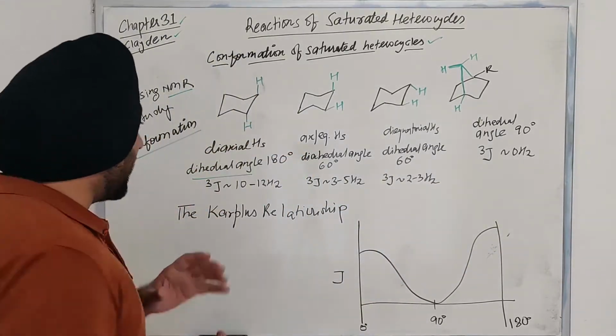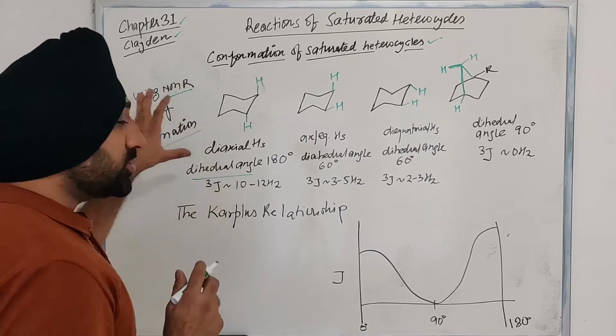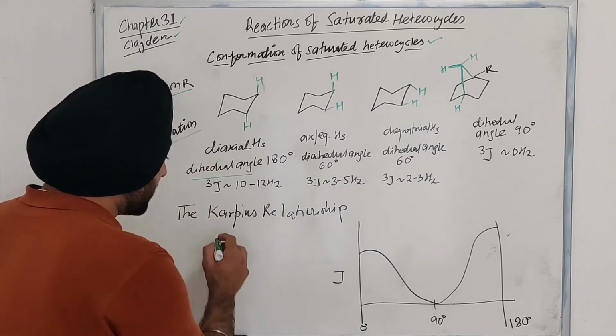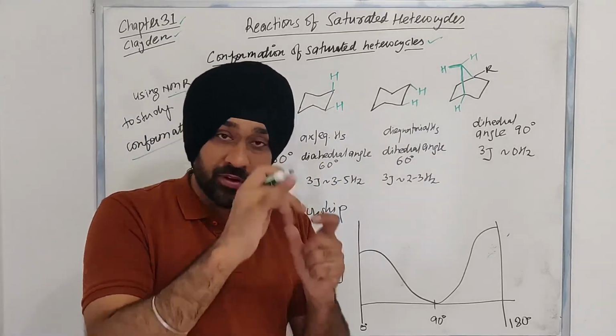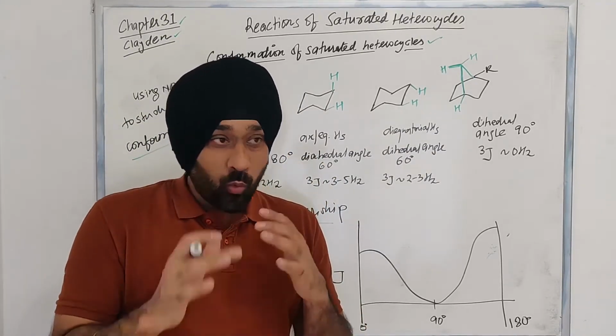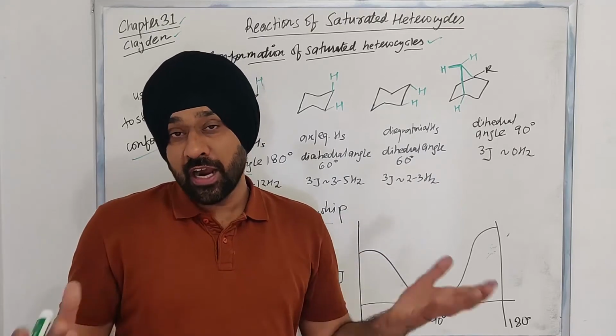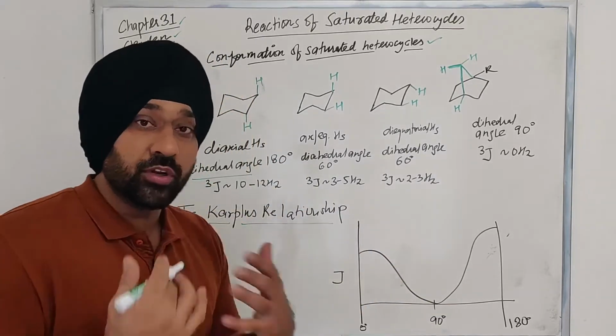Now, what do they mean by that? Use of NMR to study conformation. There was a relationship established by Karplus, which explained that if there is a certain angle between two bonds, what could be the coupling constant between the hydrogens. Okay, that is exactly what we are going to look at.